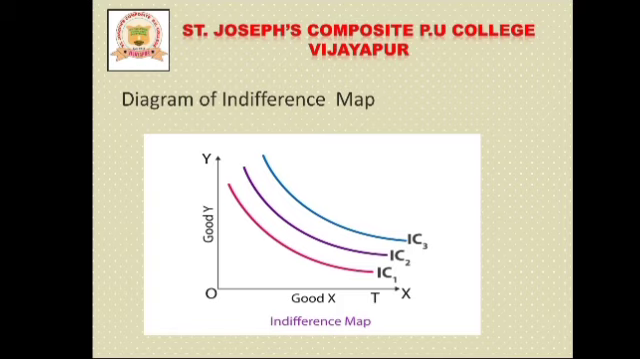Now dear students, observe IC3 here. This is a higher indifference curve, and here we can get a higher level of satisfaction. IC1 is a lower indifference curve, and here we get a lower level of satisfaction. Also, IC2 is a higher indifference curve than IC1, so IC2 gives a higher level of satisfaction than IC1, but not than IC3. So this is the indifference map.